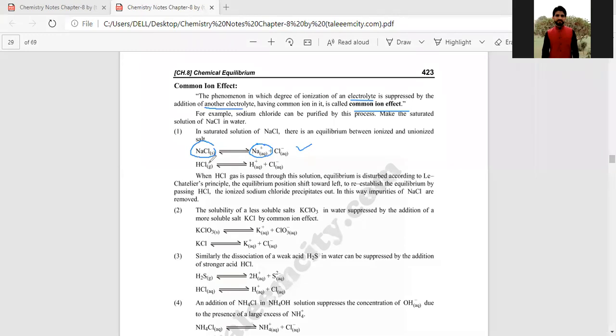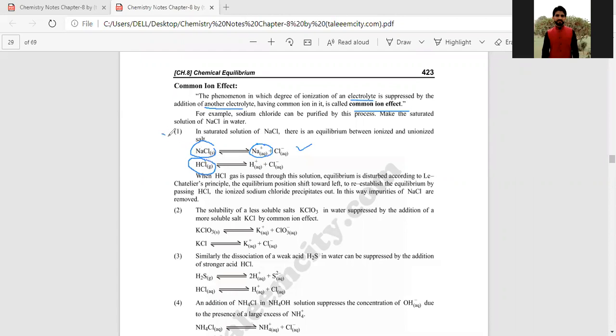This is only for reversible reactions. If the reaction is irreversible, then we cannot do this. We do this for reversible reactions. So chemical equilibrium, chemical reactions is the focus here. So we are going to add HCl.